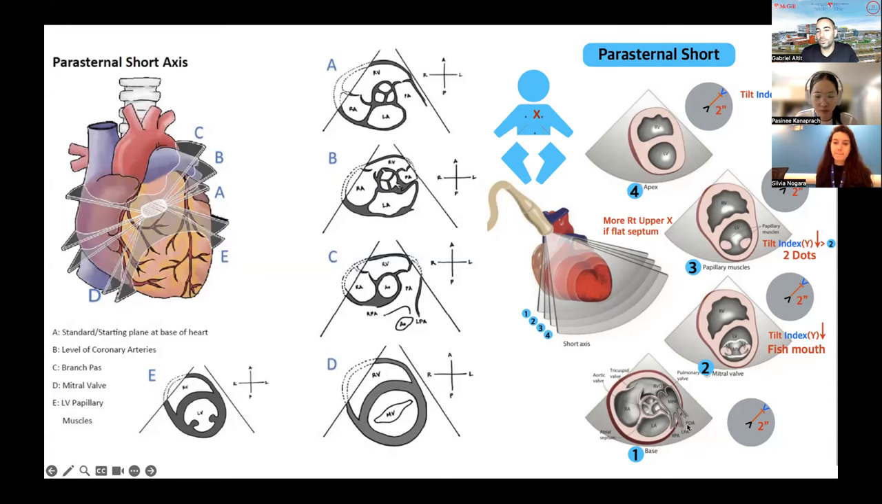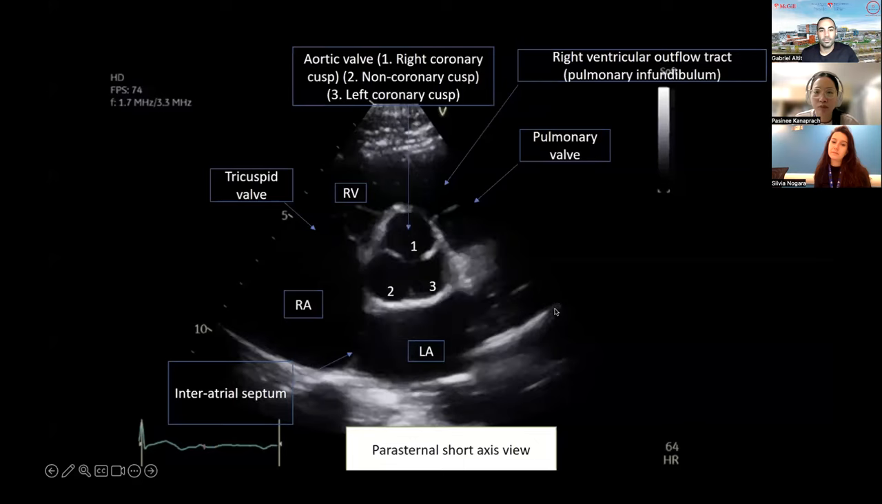And you know, that's a view where you can see the PDA also sometimes, but really the PDA has a specific view, which is much more cranial and much more typically to the left. Sometimes it's even in the suprasternal area to see the PDA.